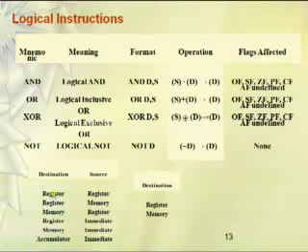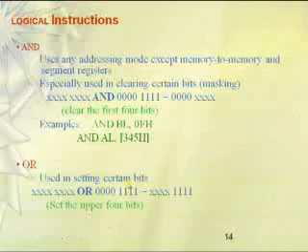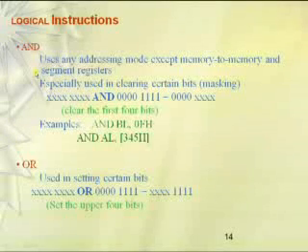Okay, and the allowed destination and source operands for AND, OR, and XOR are shown here. So we can perform these operations on register to register, memory to register, register to memory, immediate to register, immediate to memory, and then immediate to accumulator. Okay, and the allowed destinations for the NOT instruction are register and memory, but not an immediate value. Now let us see some examples here.